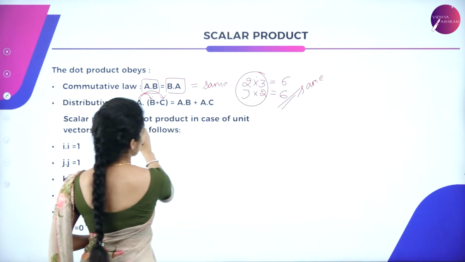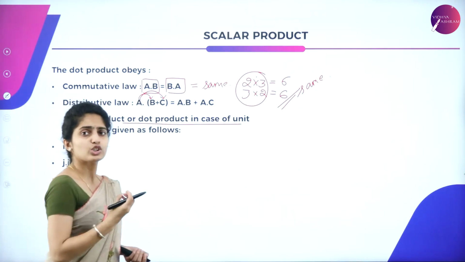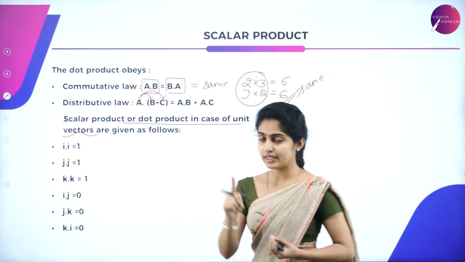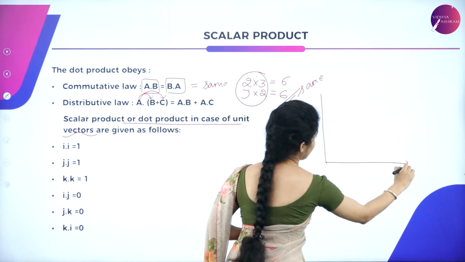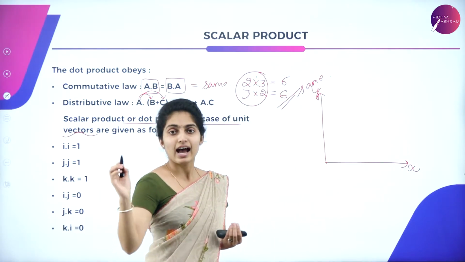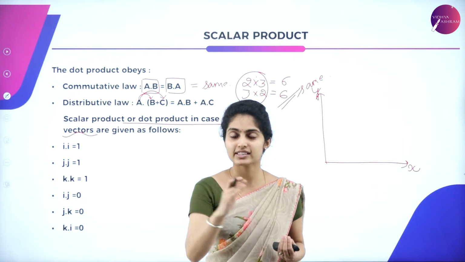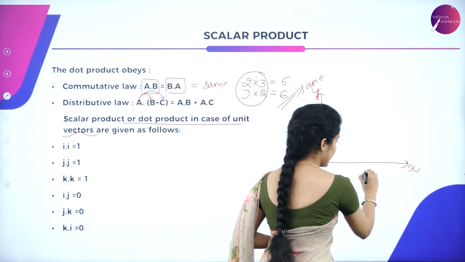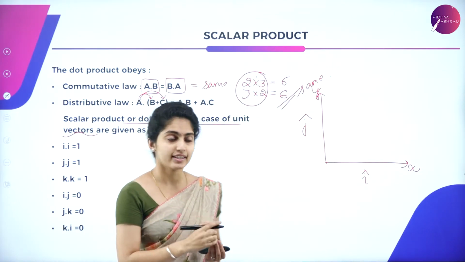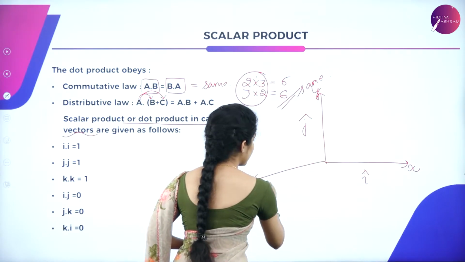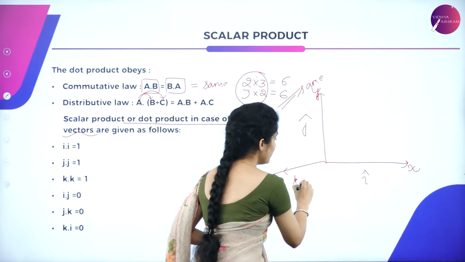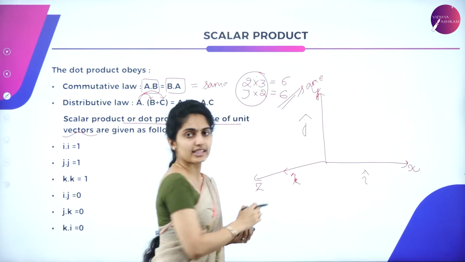Next, scalar product or dot product in case of unit vectors. So what are these unit vectors? Unit vectors are the ones which have magnitude of unity. So in the case of motion in a plane, you had studied this is x-axis and this is y-axis, and the unit vector associated with x-axis and y-axis is given as i cap as well as j cap. Suppose you are considering 3D. So it is a three-dimensional figure. It is z, which all three are perpendicular to each other, and this corresponds to k cap. So this is all about i, j as well as k.